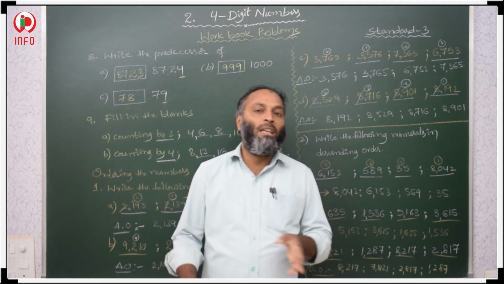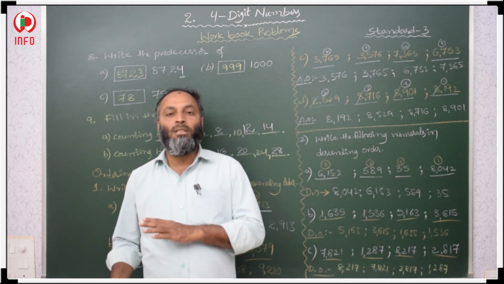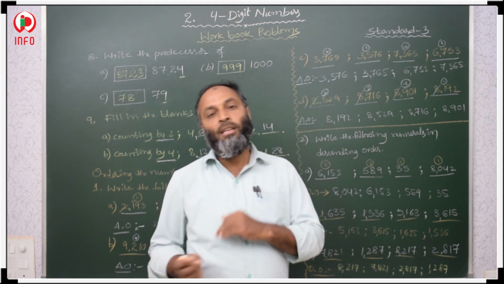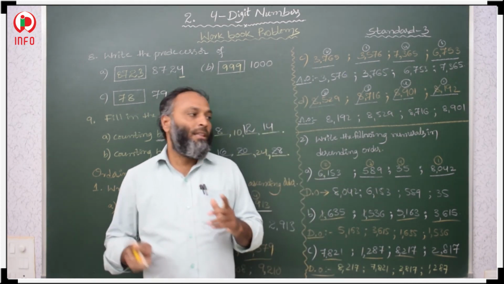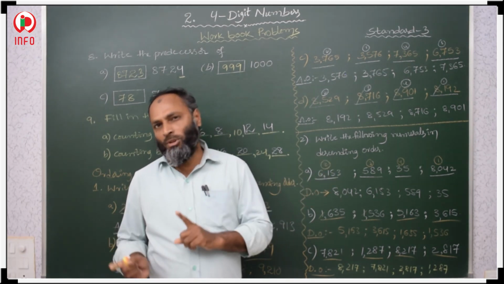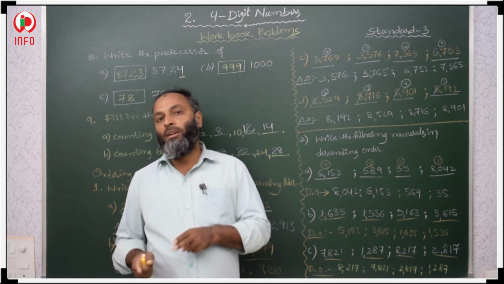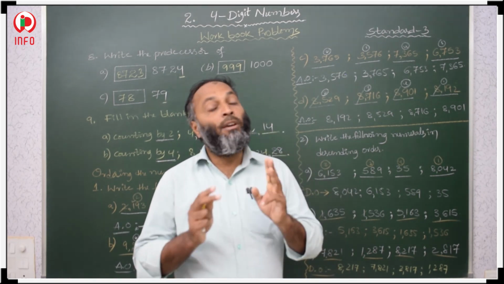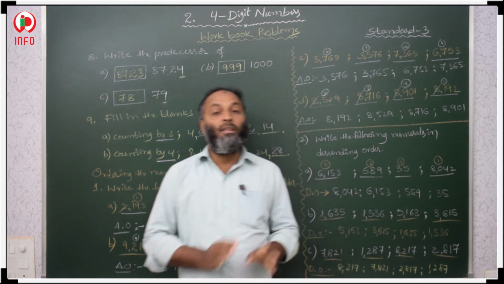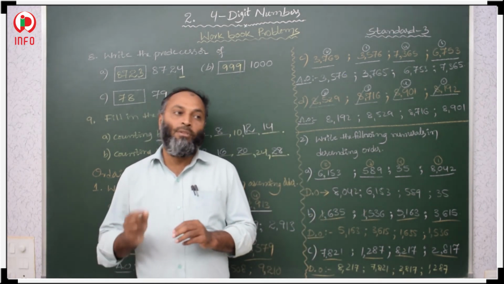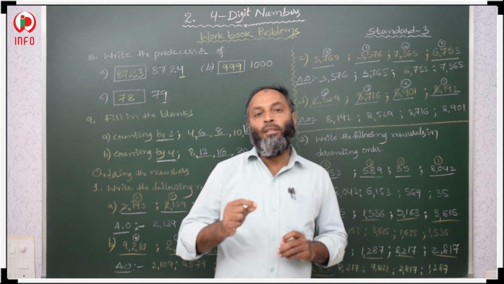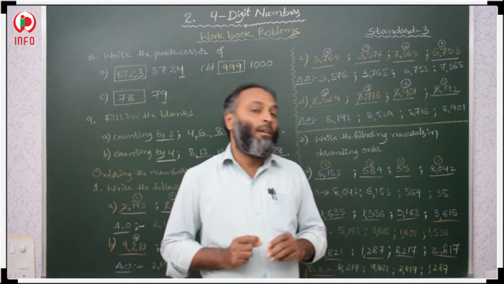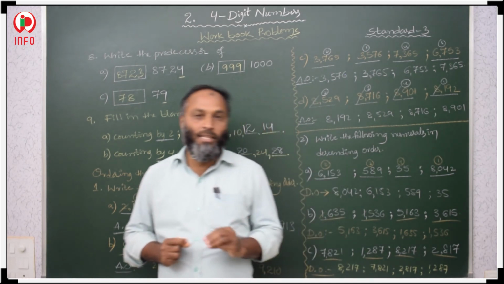Sometimes they will give a mix-up, for example 1-digit and 3-digit, or 2-digit and 4-digit numbers. In that case, the single-digit number is the smallest. 2-digit numbers are bigger than single-digit numbers, 3-digit numbers are bigger than 2-digit numbers, and 4-digit numbers are bigger than 3-digit numbers. So we have to choose and write according to the question given. If ascending order is asked, write in ascending order. If descending order is asked, write in descending order. Okay.